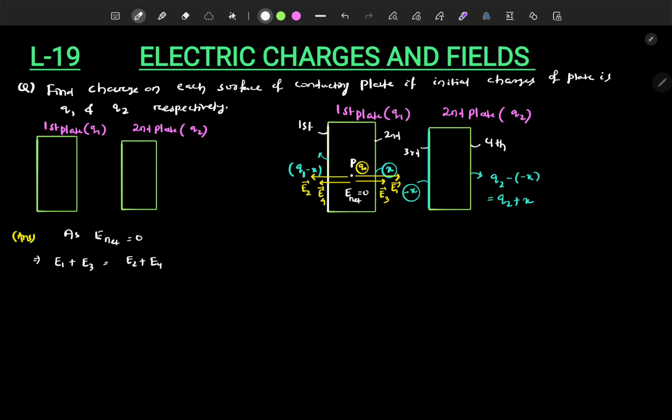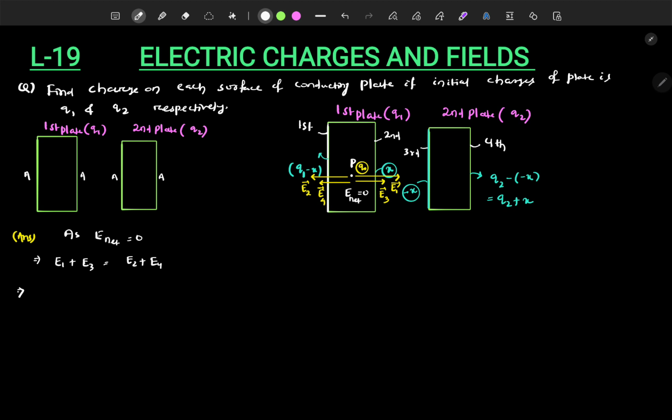E2 plus E4. So what is the value of E1? E is equal to sigma by 2 epsilon naught. In this case, sigma is equal to how much? Sigma is equal to charge by area. So let the area of each plate be A. Area of each surface is A. So we can write electric field intensity is equal to Q divided by 2A epsilon naught, that means charge divided by 2 into area into epsilon naught.